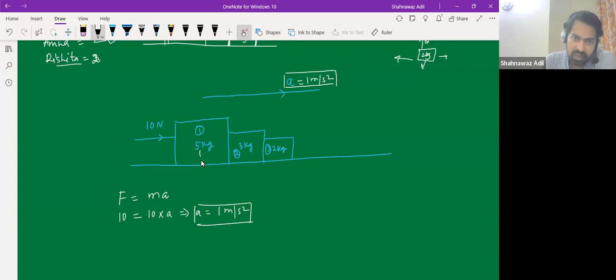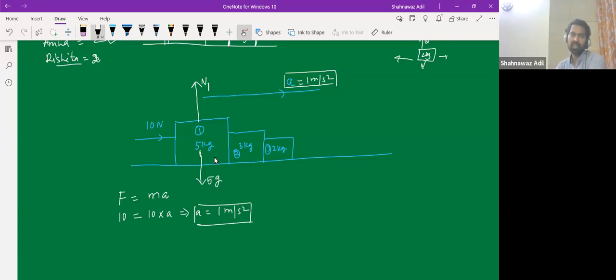Okay, so the first is the weight, 5g, right? And the second one is this normal reaction. Let me write it as N. Okay. Now how many more forces are there for this block? Can you guys tell me? Sir, only two, right? Only two.